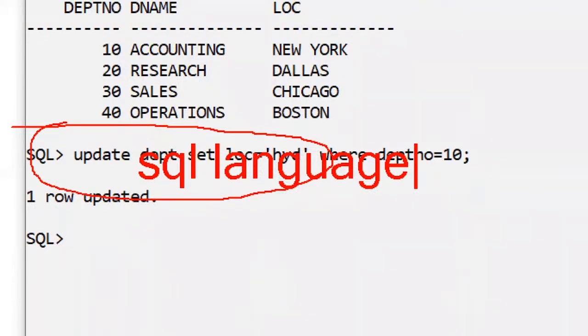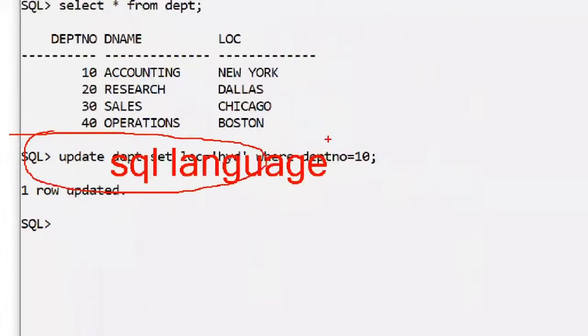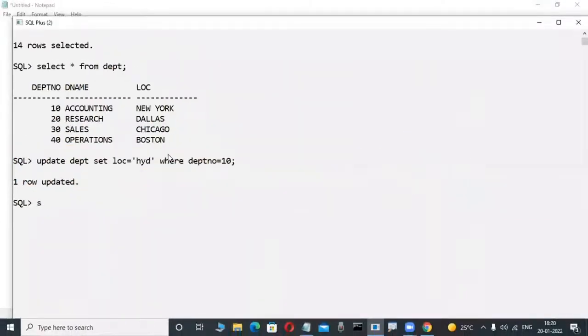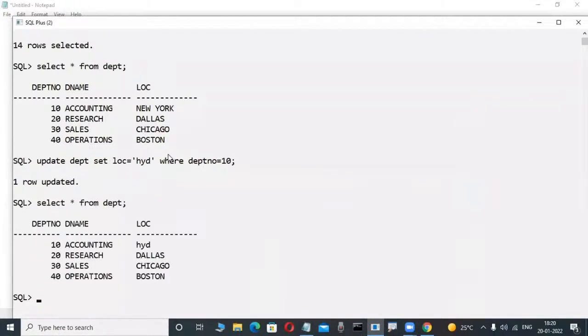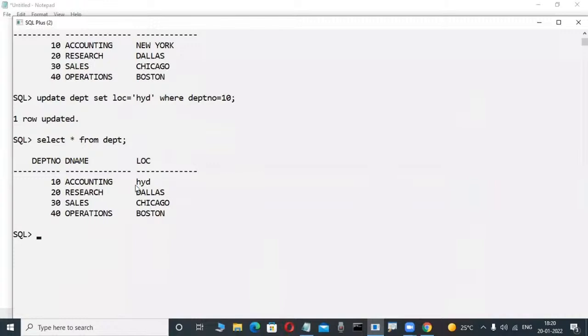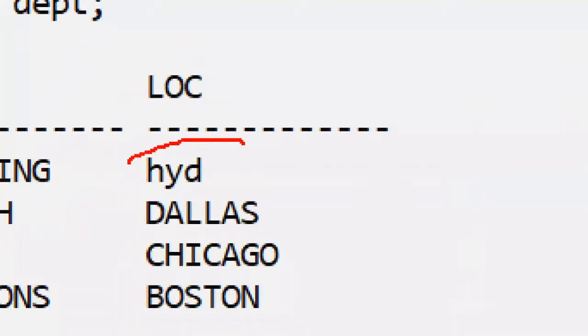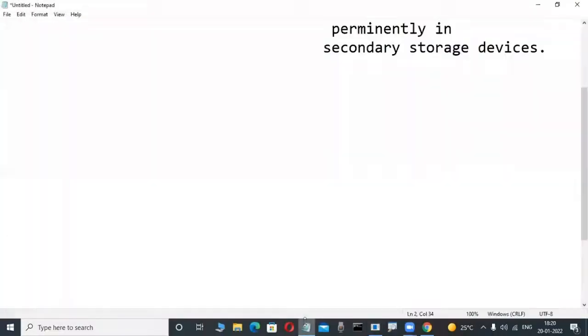Observe it here. Once we write this type of code, called the SQL language, it is automatically reflected in your database. In the previous case, New York was the location, but in this case, Hyderabad is the location. That's why always observe it here.